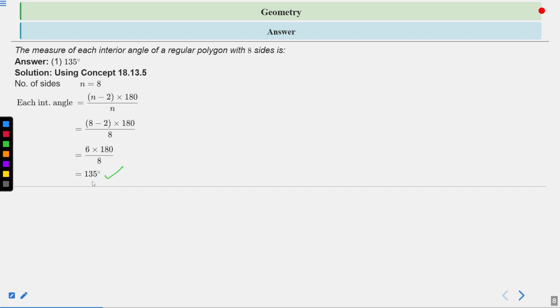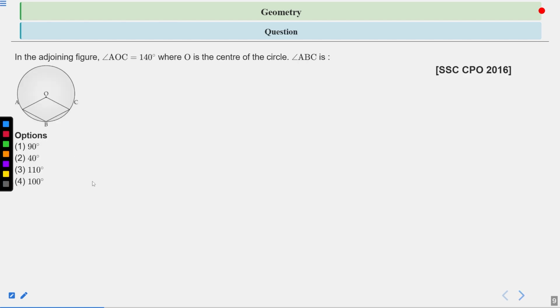Next one. In the adjoining figure, the angle AOC equals 140 degrees, where O is the center of the circle, and we need to calculate the angle ABC. This question was asked in the SSC CPO 2016 exam. There are four options. First one is 90 degrees, second is 40 degrees, third one is 110 degrees, and fourth one is 100 degrees.